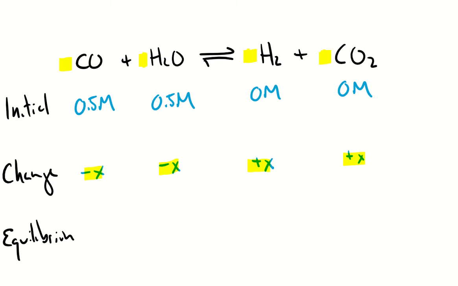So we're now able to set up equilibrium concentrations. We don't know what X is, but we can use an expression. The equilibrium concentration for carbon monoxide will be 0.5 minus X. For water vapor will be 0.5 minus X. For hydrogen gas will be X. And for carbon dioxide will also be X.